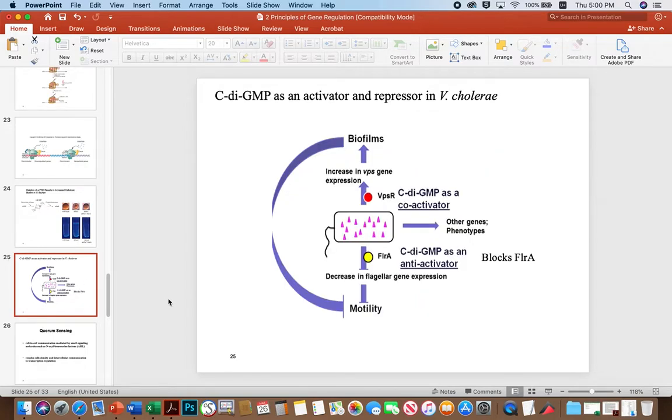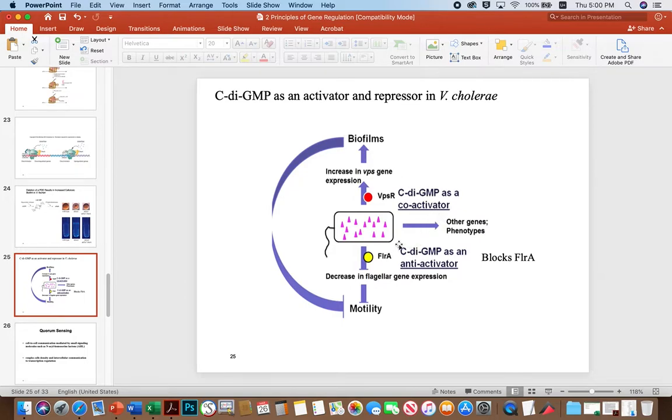Here's another example of that. So this is in Vibrio cholerae, where cyclic di-GMP is an activator and repressor of two competing activities. So here's our cholera organism, and the organism makes a protein called VpsR. So when VpsR comes in contact with cyclic di-GMP, that complex activates vps. This is the Vibrio polysaccharide operon. And so vps encourages biofilm formation. So that makes the bacteria stick to surfaces and encourages a sedentary lifestyle.